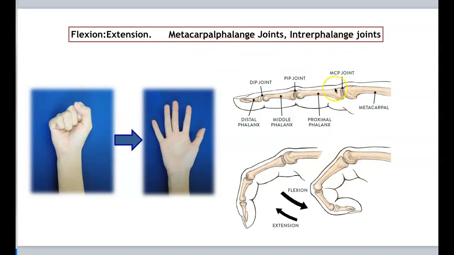So remember your metacarpal phalange joint, MCP joint, that is where your metacarpal and your proximal phalange come together. So this is going to be your knuckles, right? So when you have flexion, you're making a fist. Everything is bent. So this is all flexing. When your fingers are straight, that is extension. So flexion and extension of the metacarpal phalange joints and your interphalange joints.